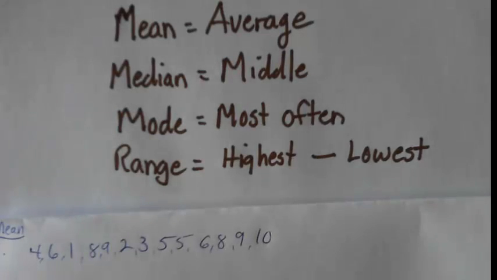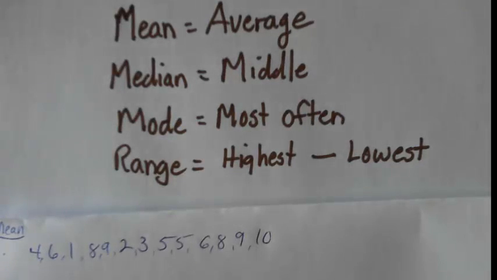Median is the middle, just like the median is the middle of the freeway between the two different sets of lanes. It's a good way to remember the median. Mode is most often, how often it occurs, okay? And then range is highest, subtract the lowest. So let's take a look at how to do a few of these.